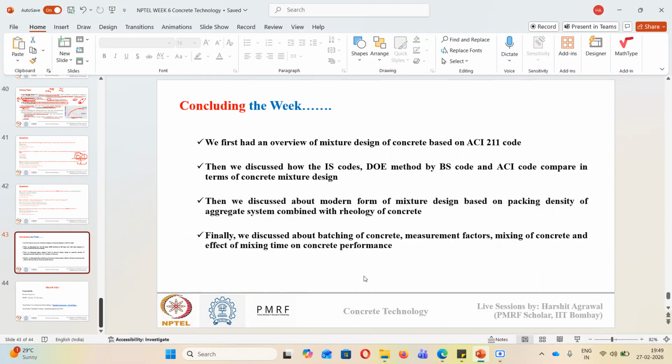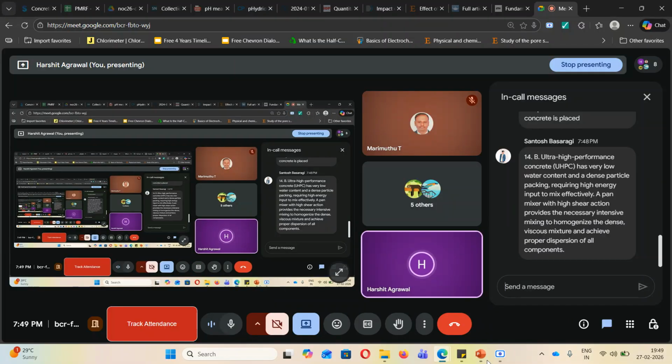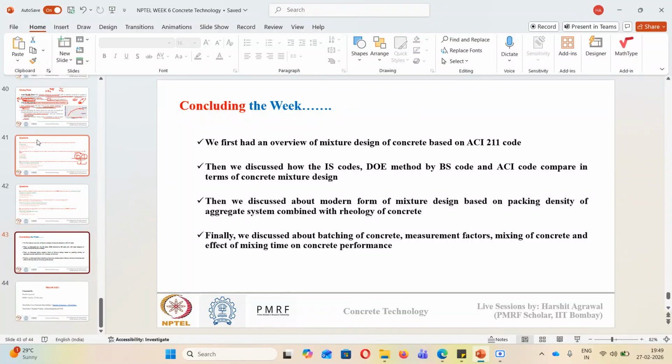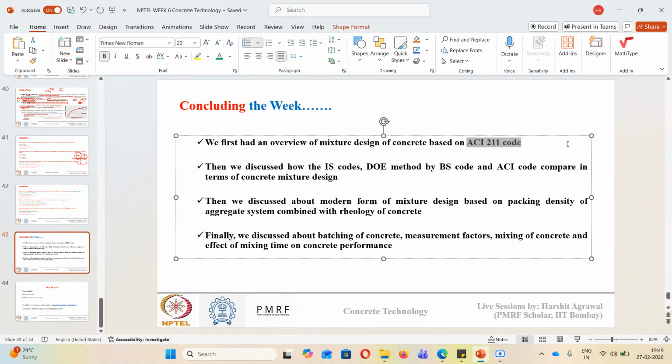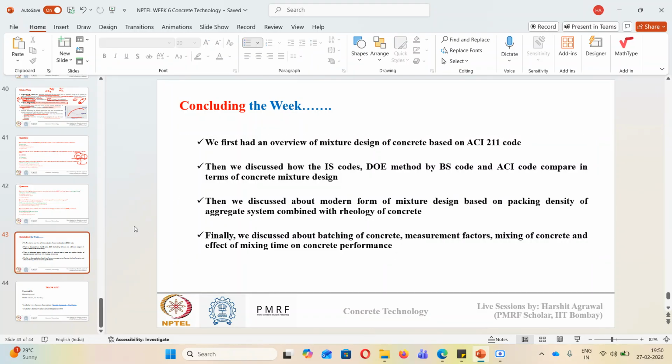Okay, I hope everyone is clear with all the questions that we have discussed today. So this was it for today's session. We first talked about the ACI 211 code of mixture design. Then we compared the IS DOE method and the ACI code. Then we talked about different mixture designs based on particle packing and rheology of concrete. And finally, we talked about batching of concrete and mixing of concrete and the effect of mixing time on concrete performance.